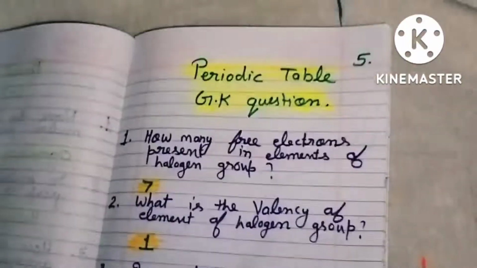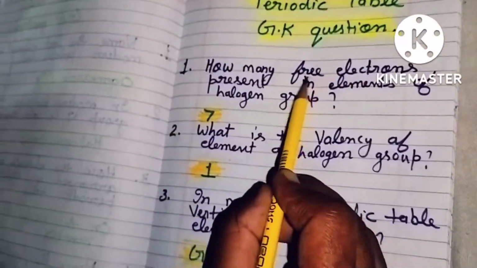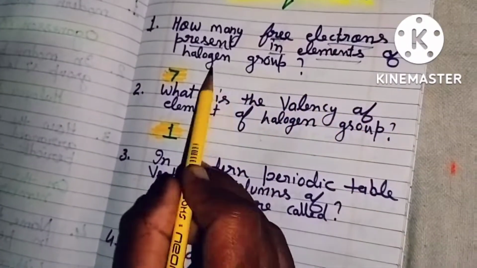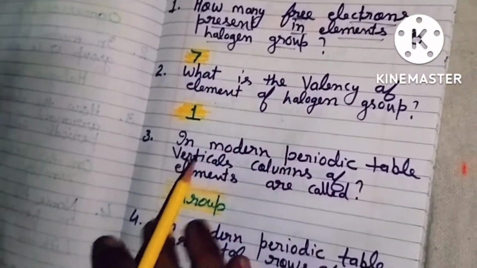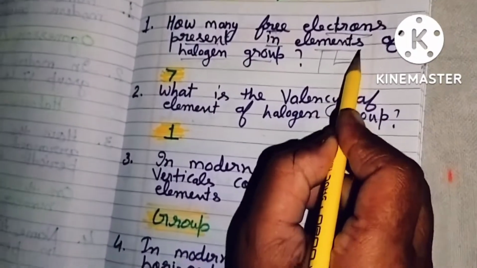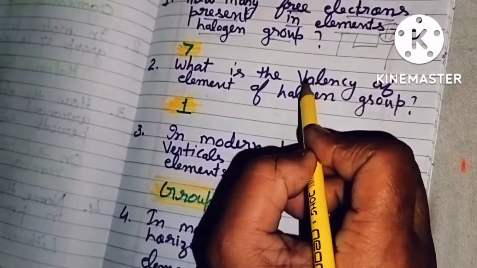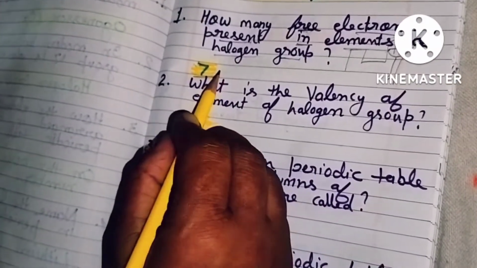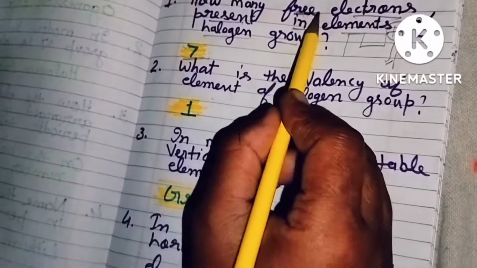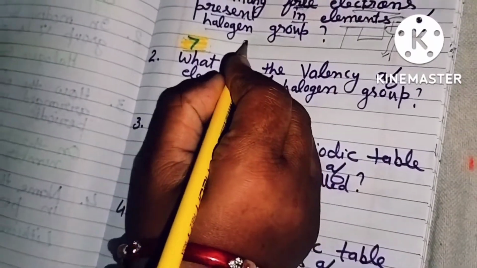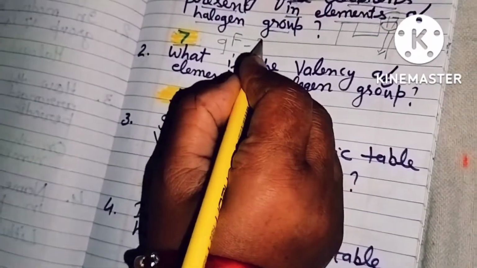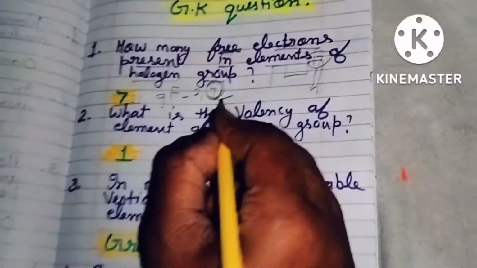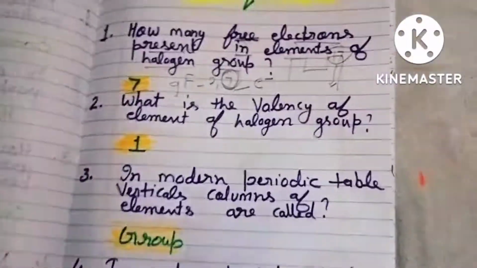Next, how many valence electrons are present in elements of the halogen group? The halogen group is group 17, and the elements in this group have 7 electrons in the outermost shell, like fluorine. Its configuration is 2, 7. In the last orbit, 7 electrons are present.